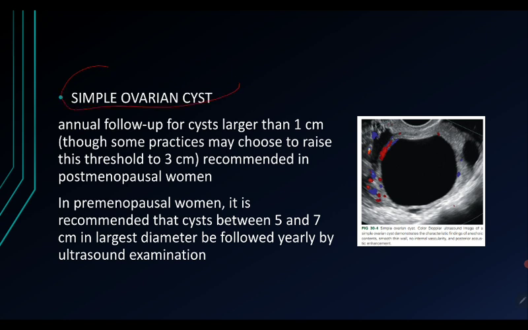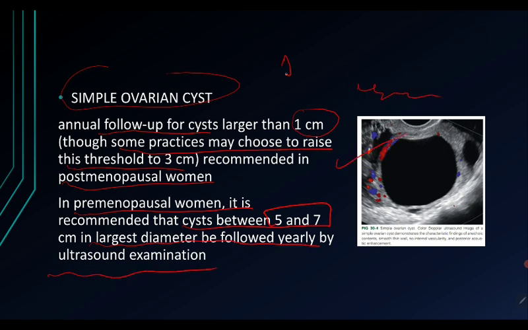A simple ovarian cyst, how does it look? Usually we go for an annual follow-up for a cyst larger than 1 centimeter, though some practices may choose to raise the threshold to 3 centimeters, recommended in postmenopausal women. In premenopausal women, it's recommended that cysts between 5 to 7 centimeters in largest diameter be followed yearly by ultrasound. You have to go for a yearly ultrasound, USG, for a follow-up scan.